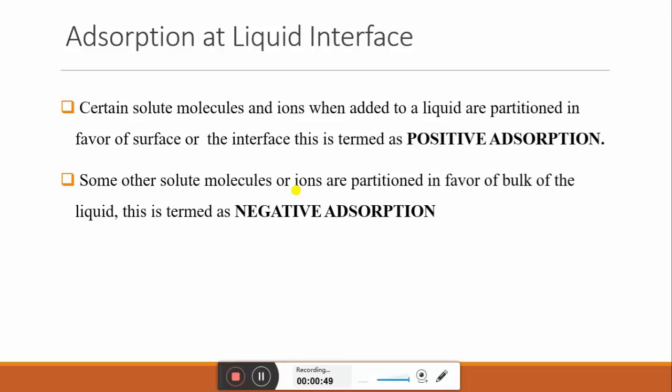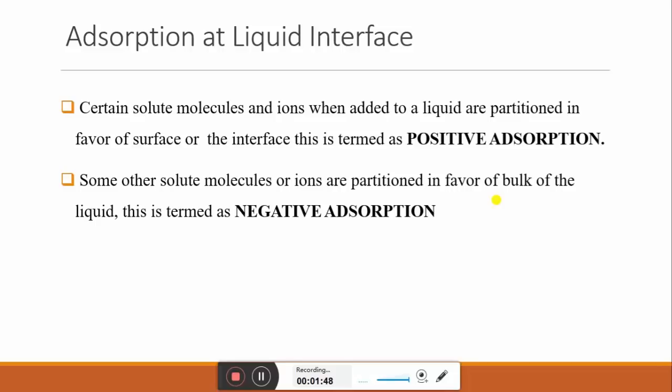Some molecules have a tendency to occupy the surface or interface, and that type of adsorption is called positive adsorption. While some solute molecules or ions are partitioned in favor of the bulk of a liquid, this is termed negative adsorption. That means positive adsorption is when you add some molecules and they tend to cover the surface or interface, and they reduce surface tension or interfacial tension.